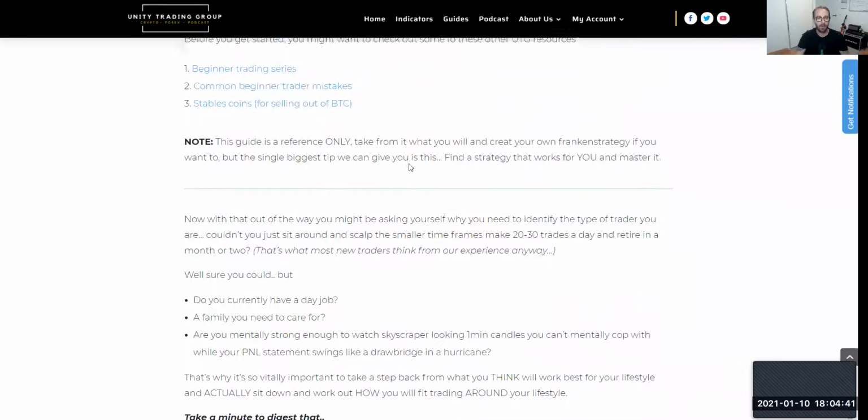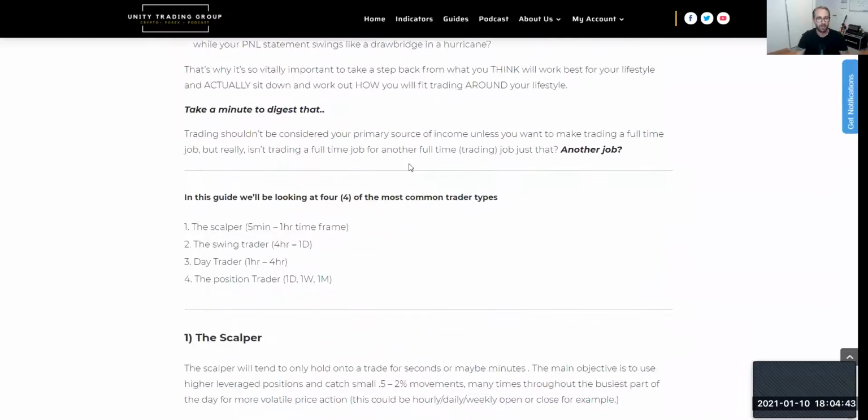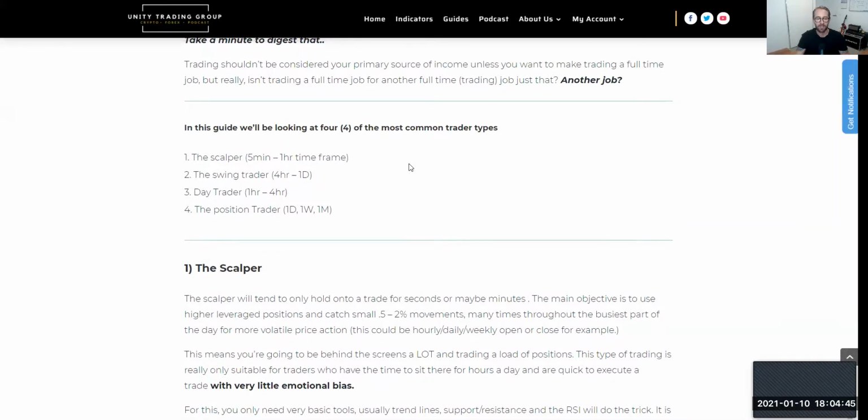So there's a number of trader types, but there's really four main trader types. And you can see on the screen here, one is the scalper, very short-term trades, the swing trader, which is myself and Ads and a number of guys now after we've shown them the way or the light, the day trader and the position trader.